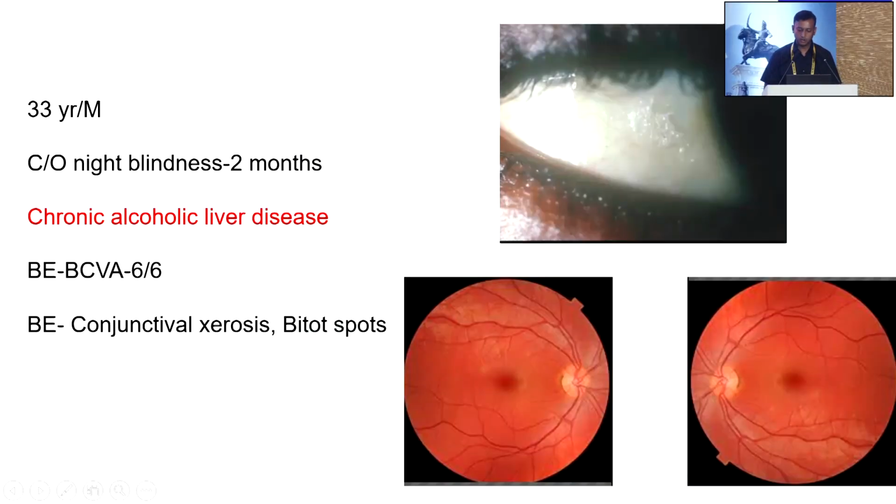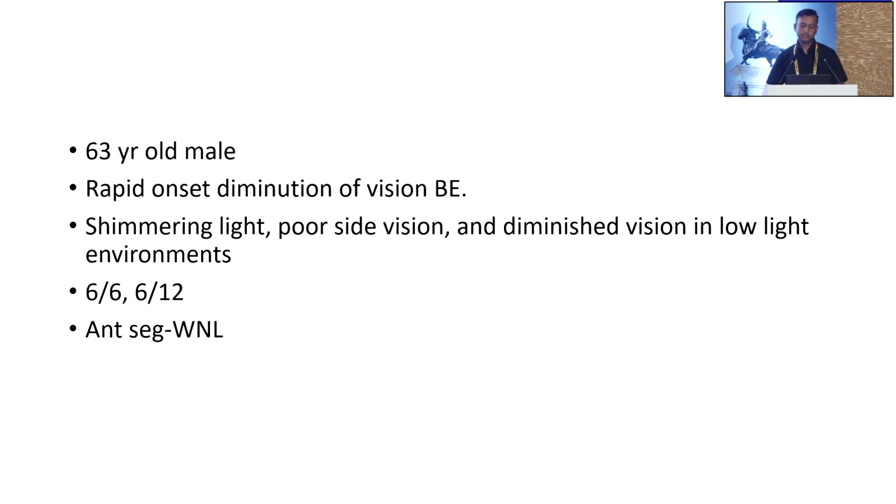One case I would like to show you. Last case. A 63-year-old male presenting with rapid onset diminution of vision, and he is complaining of not actually diminution of vision, it is actually shimmering photopsia and night vision problems. 63-year-old male, anterior segment normal.